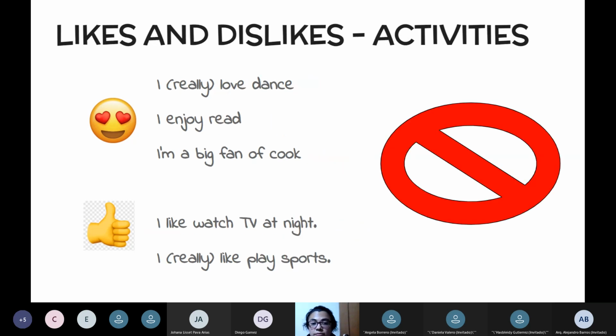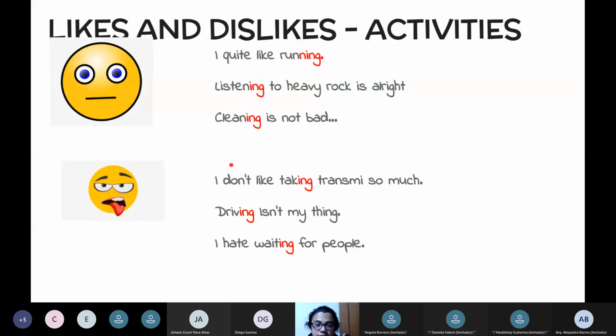Remember, this is not okay to say: I love dance, I enjoy read, I'm a big fan of cook. No, we are going to use ing forms in order to talk about the things we like or don't like, okay? And the same when it is negative, guys. We say, I quite like running, listening to heavy rock. It's all right, or it's not bad for me. Cleaning is not bad. I don't like taking Transmilenio so much, all right? Driving isn't my thing, and I hate waiting for people, okay?